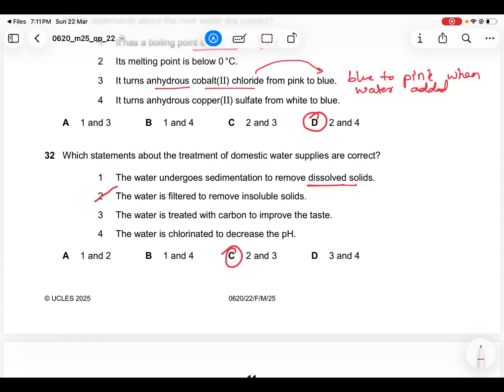The water is treated with carbon to improve the taste. Yeah, that is true. To remove odor and to improve the taste, carbon is added. The water is chlorinated to decrease the pH. The water is not chlorinated to decrease the pH, but it is chlorinated to kill microorganisms.